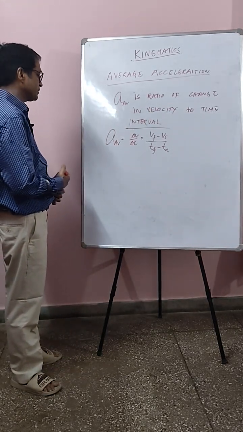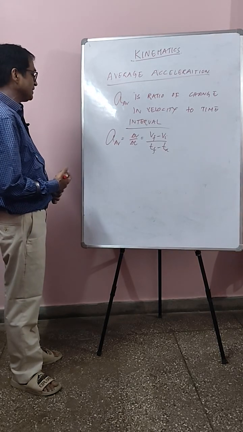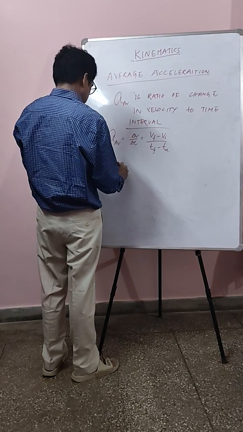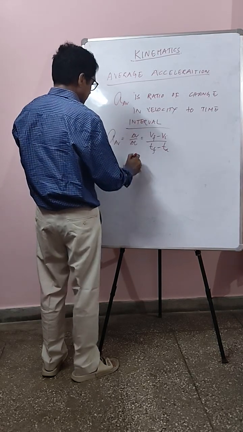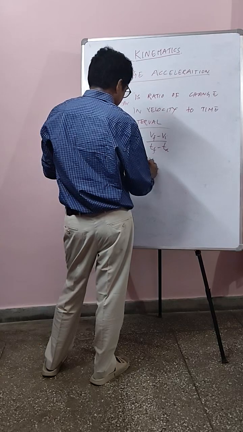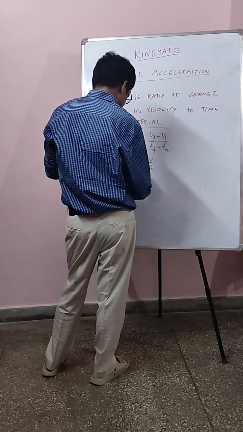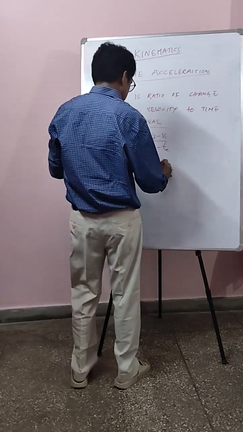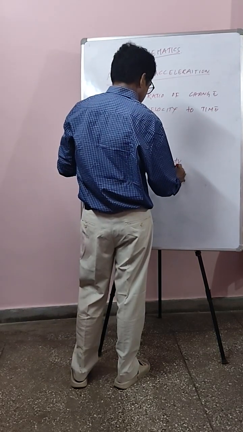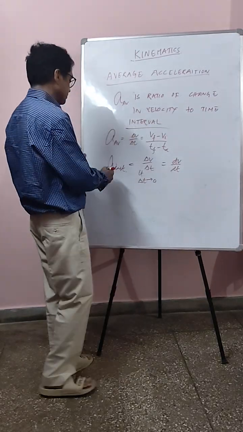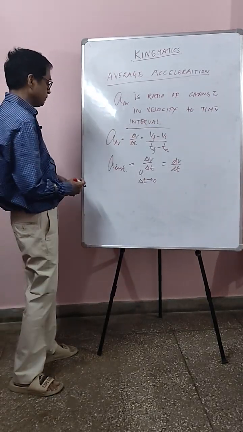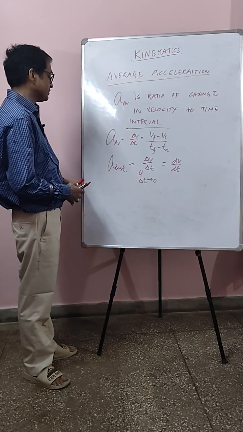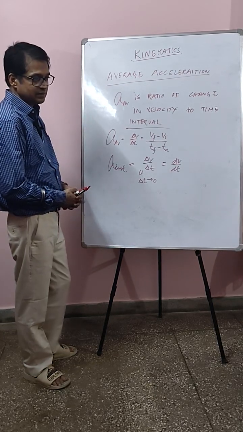Now how do we define instantaneous acceleration? Instantaneous acceleration at an instant equals limit delta t tending to 0 of delta v upon delta t, which equals dv upon dt, that is the first derivative of velocity. So this is instantaneous acceleration. We have defined average acceleration and instantaneous acceleration.